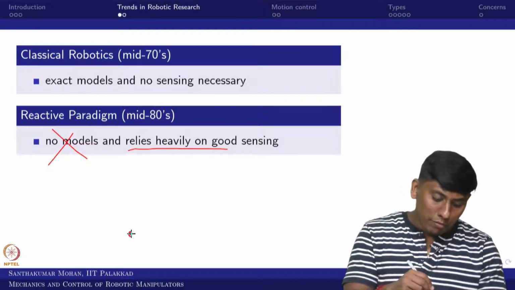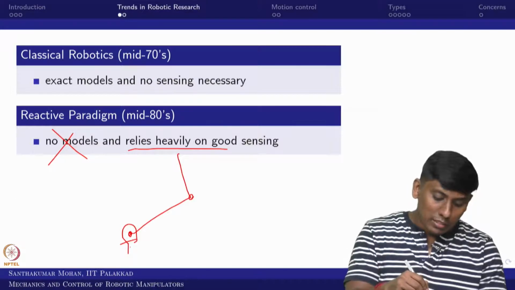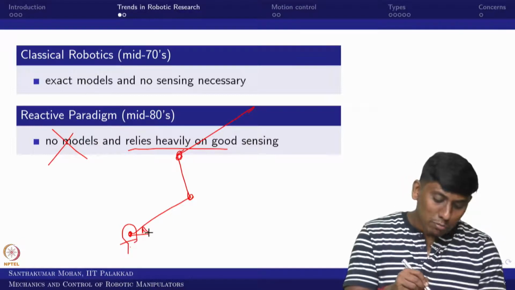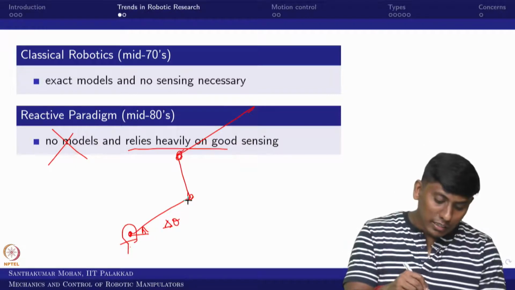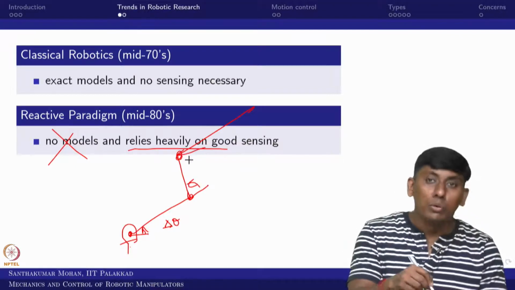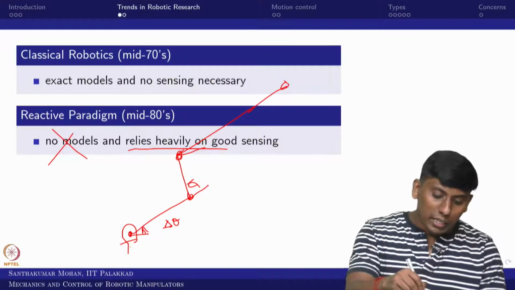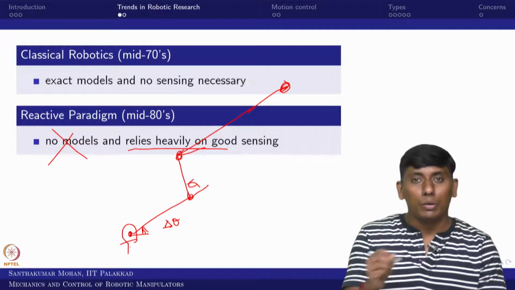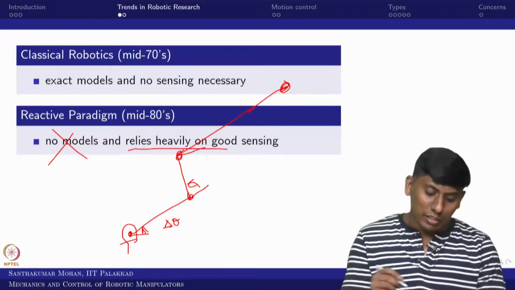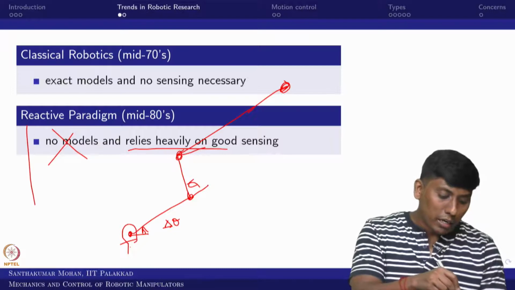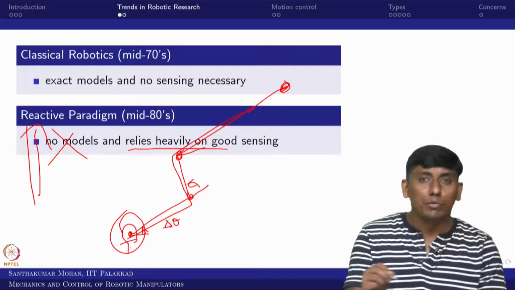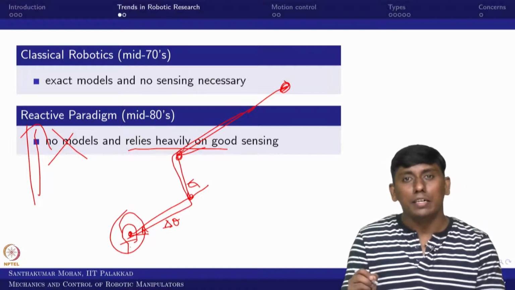For example, you have a serial manipulator, and I am assuming it is a 3R serial manipulator. If it has a small error, which I call delta theta error, this delta theta would propagate as it goes to the other end. So the end effector would be drifted to a certain extent. In that sense you can see the reactive paradigm worked very well at the actuator level, but at the system level it was not really beneficial.